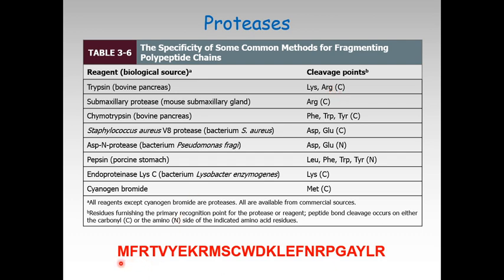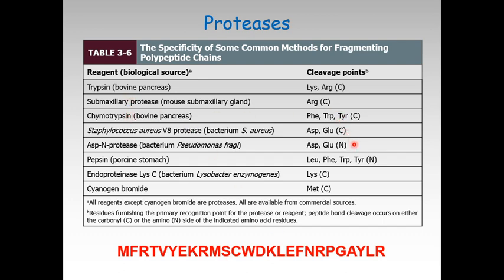So if you go through this peptide, MFR, R is an arginine, so it will cleave between R and T, because this is where the C terminus of arginine is. And if you go through the peptide sequence, you find lysine. The C terminus of lysine is between lysine and arginine, so it can cleave here as well as here, or it can just cleave after here, depending on how trypsin works. There are some trypsins that only work on lysines and not arginines. They've been engineered to do so.